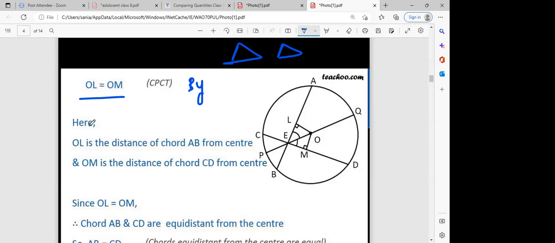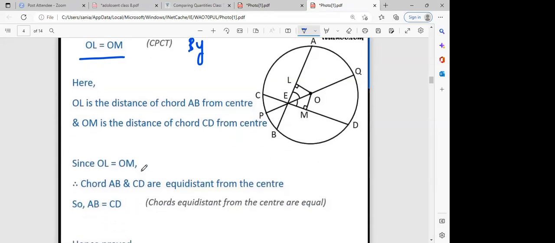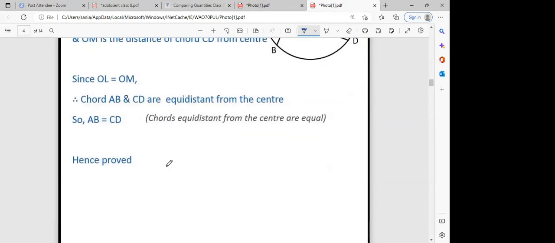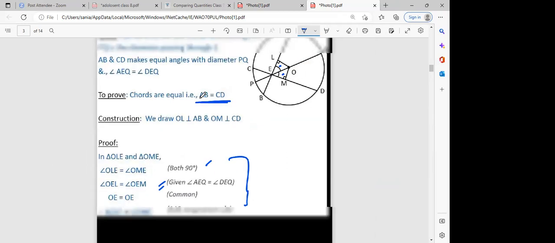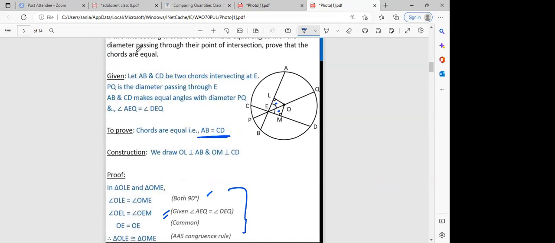Clear? So here, OL is the distance of the chord AB from the center, and OM is the distance of the chord CD from the center. Since OL and OM are equal, the chords AB and CD are equidistant from the center, right? So that's why AB is equal to CD. Clear? And then hence proved. You will quickly write it down, same like given and everything. Example number 2 is it.